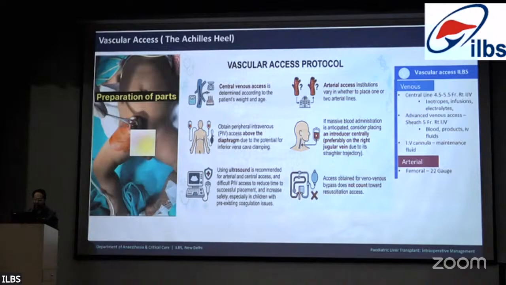Same with the arterial lines. Some institutes put 2 arterial lines. We prefer a single arterial line in the femoral side. Again, the gauge, the lumen is very low, so there's a high chance of failure. So a good vascular access is paramount to start the transplant.